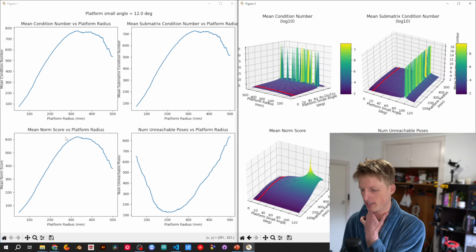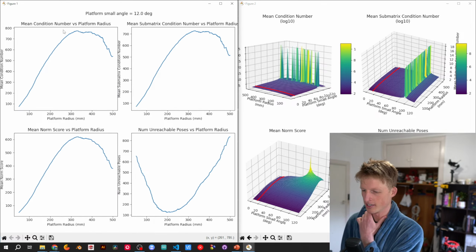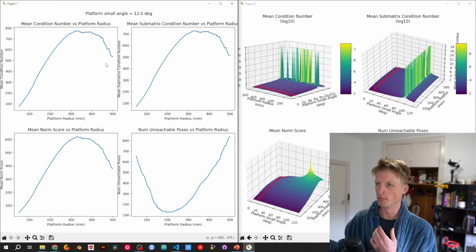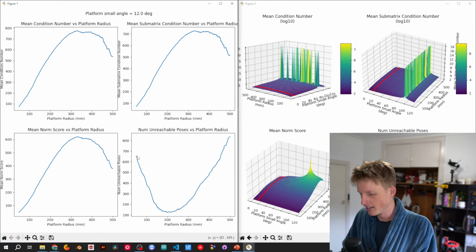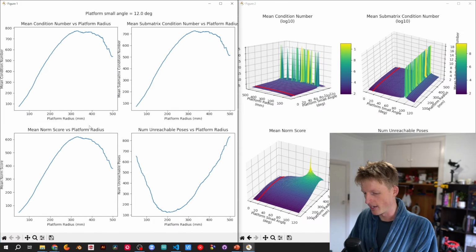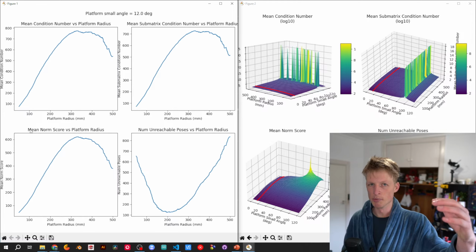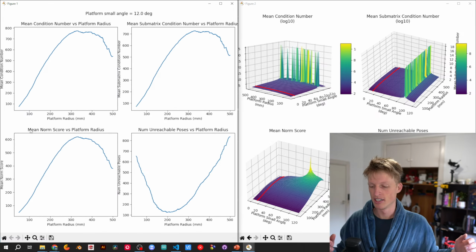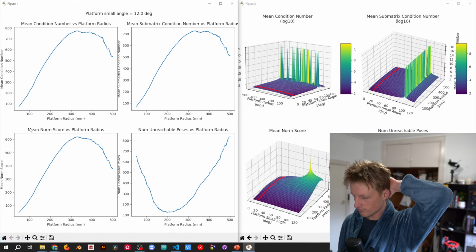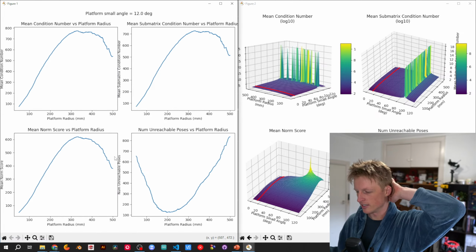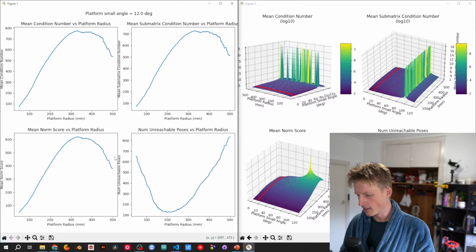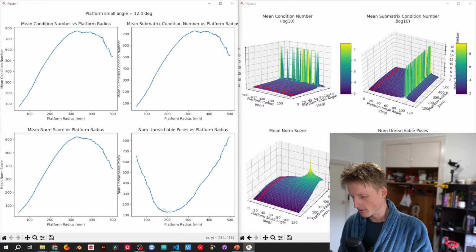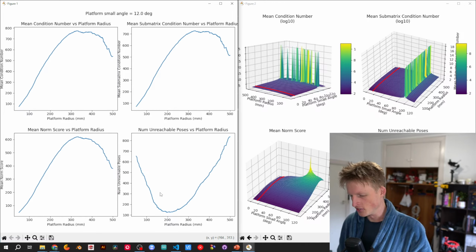So remember, we want these scores, the norm score and the condition number, to be as low as possible. And we also want the number of unreachable poses to be as low as possible. So there's an interesting trade-off here between reaching more poses and having good stability at all of the poses that we can reach. And I'm not fully set on a given geometry yet. There are a couple other considerations that need to be made, which I will talk about in a sec. But yeah, it's not immediately obvious.